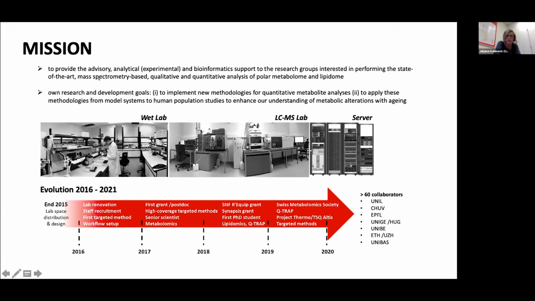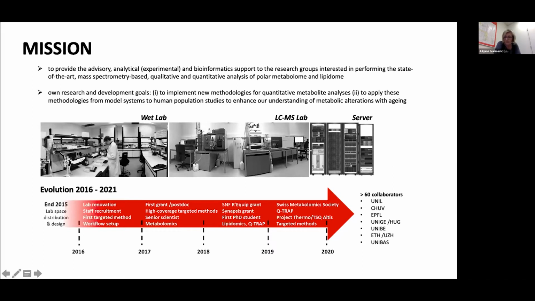In addition to the service activity, we also have our own research and development goals. The first one is to implement new methodologies with a focus on quantitative metabolite analysis. The second is to apply these methodologies from model systems to human population studies to enhance our understanding of metabolic alterations with aging.